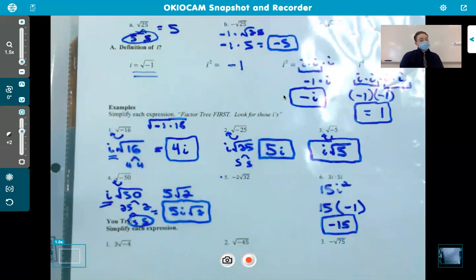Any questions about any of these examples here when we're just simplifying expressions?